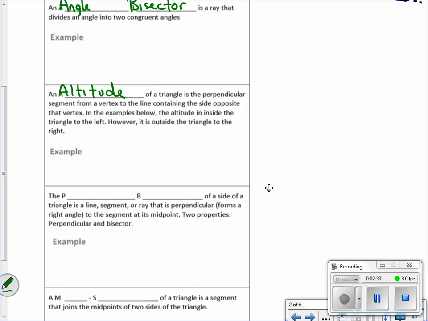So an altitude of a triangle is a perpendicular segment from a vertex to a line containing the side opposite that vertex. In the example below, and you're going to have to figure out which drawing, the altitude is inside the triangle to the left, however it's on the outside of the triangle to the right.